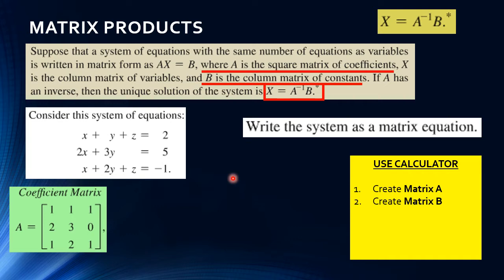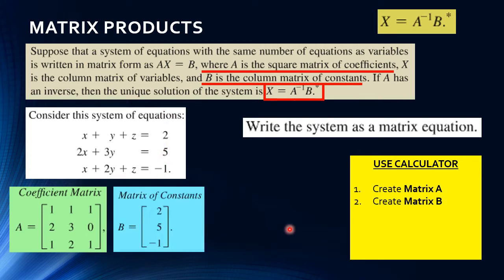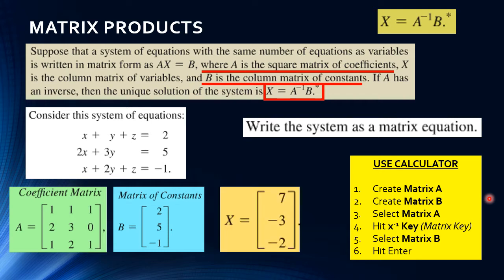The next thing we're going to do is create our column matrix for the answer. This is a 3 by 1 because there are 3 rows and 1 column. Okay. Next, we're going to go ahead and solve this using the formula. So to do this, we need to select matrix A. Just get out of the matrix button, select matrix A, and then hit the X to the -1 key. This is the same as the matrix key. And then select matrix B so that you're doing a product. And then hit enter. And this is what you should get for the value of the variable. So X equals 7, Y equals -3, and Z equals -2.